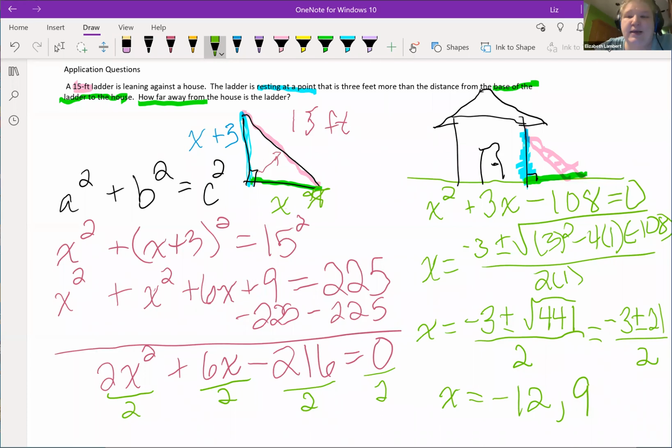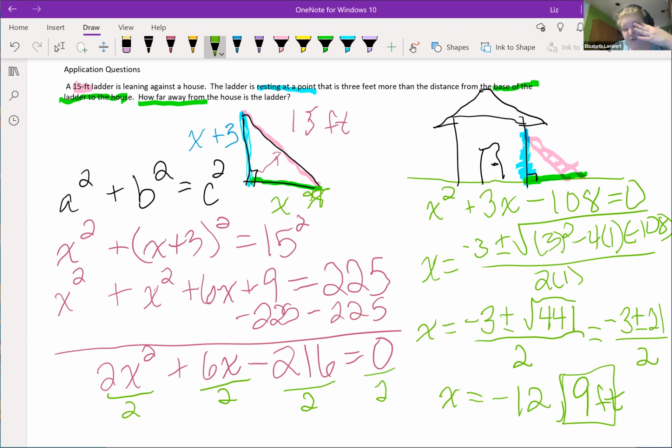But if I put 9 here, 9 plus 3 is 12. So that's why -12 is a result here, because -12 plus 3 would be -9. -9 squared plus -12 squared would equal 15 squared. So that's why we're getting that as the other solution. But 9 is the solution that makes sense in a real world sense. And we need units. So that ladder is 9 feet away.